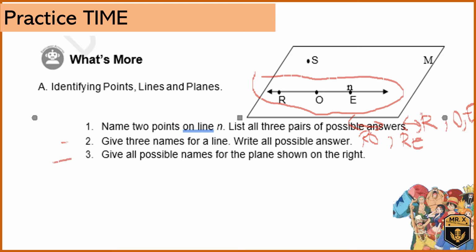Number 3, give all possible names of the plane shown on the right. Okay. In naming the plane, you must use three points that are not collinear. Yes, not collinear. So, we can use point R, point O, point S. So, we can say plane, okay, plane ROS. Here we cannot name it ROE because they are collinear. It must be not collinear. Okay.